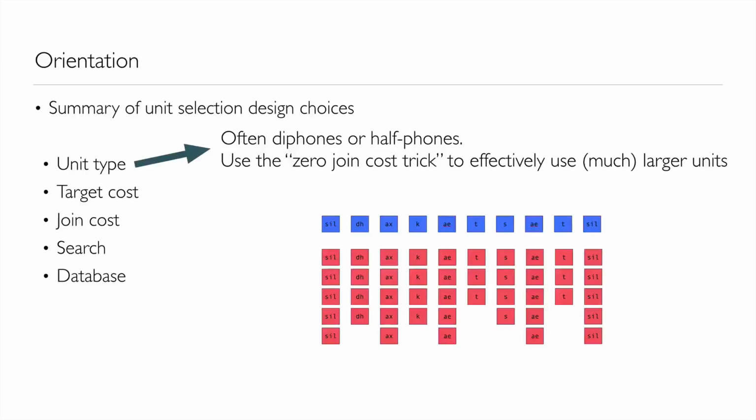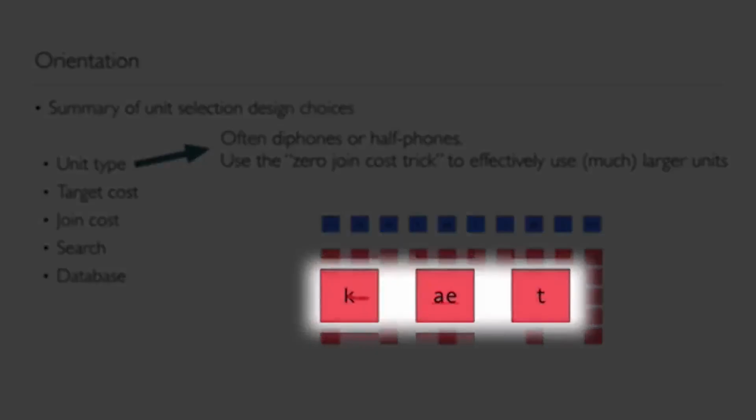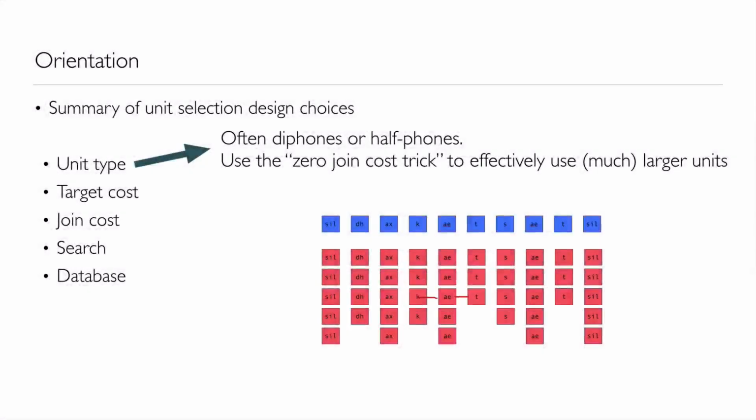In either case, but especially the half phone case, the zero join cost trick is very important to effectively get larger units. Those might be actually much larger units. That's really easy to implement. You just need to remember which candidates were contiguous in the database and define their join cost to be zero and not have them calculated by the join cost function. For example, maybe these units were contiguous and we'll just write zero join cost between them.